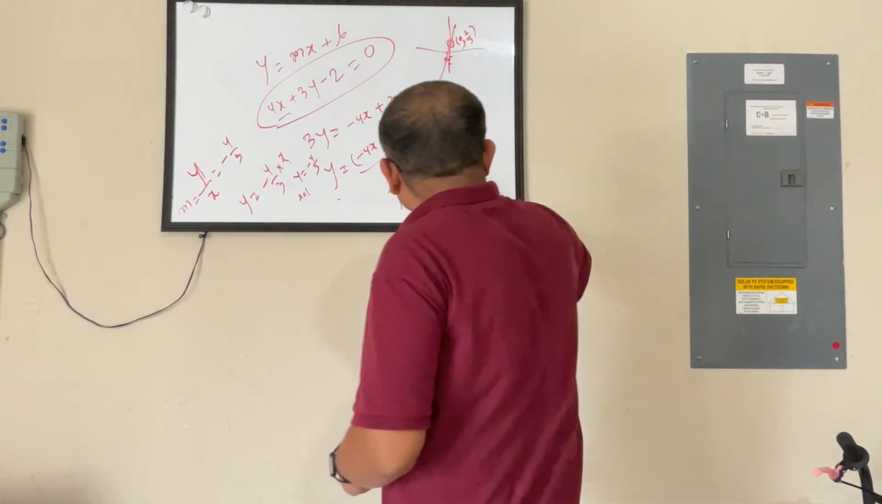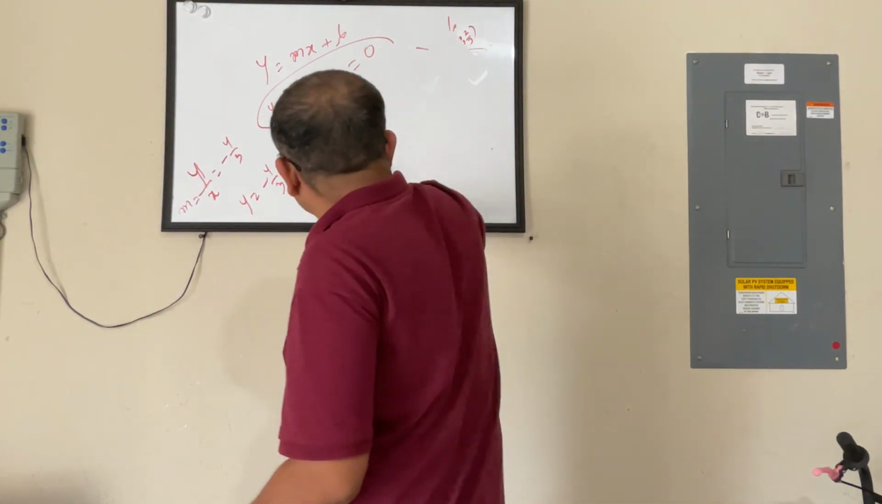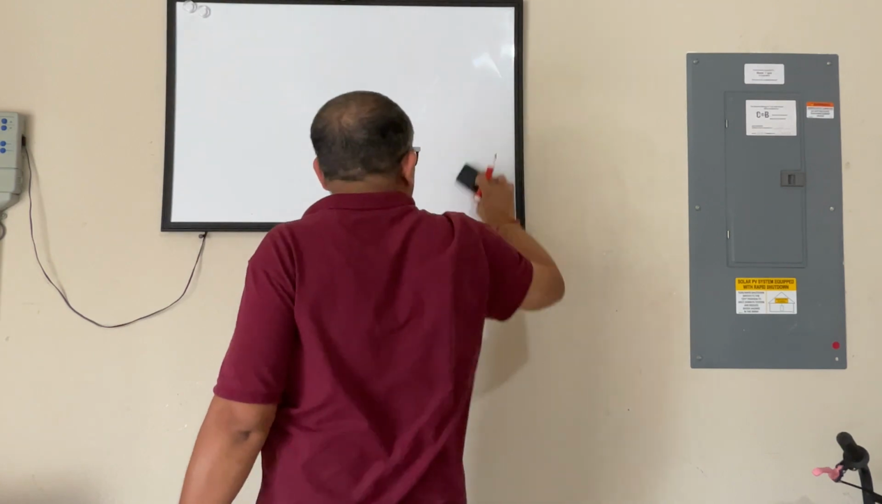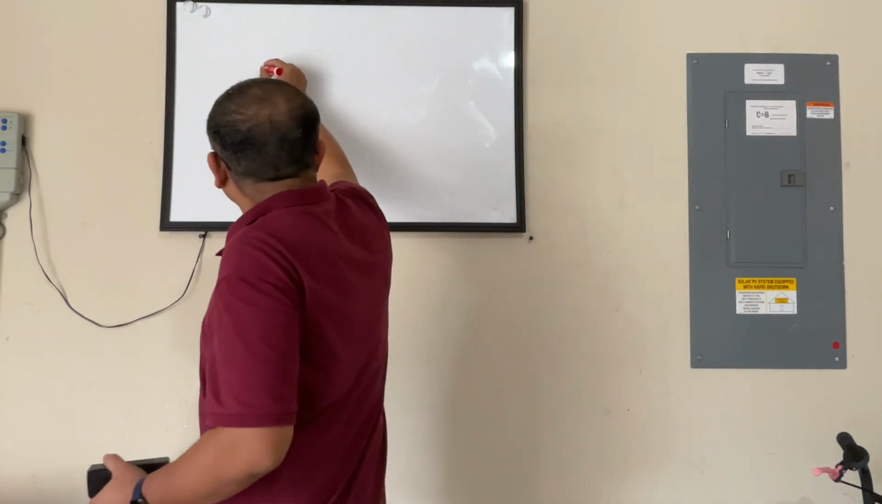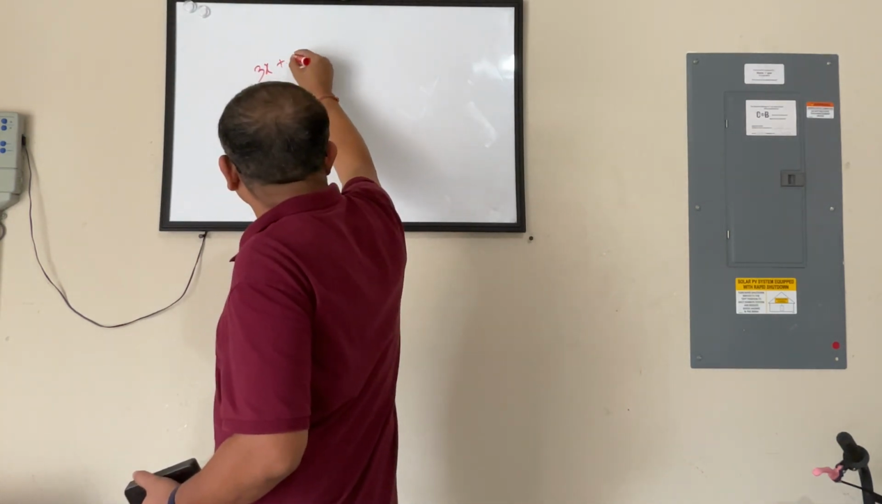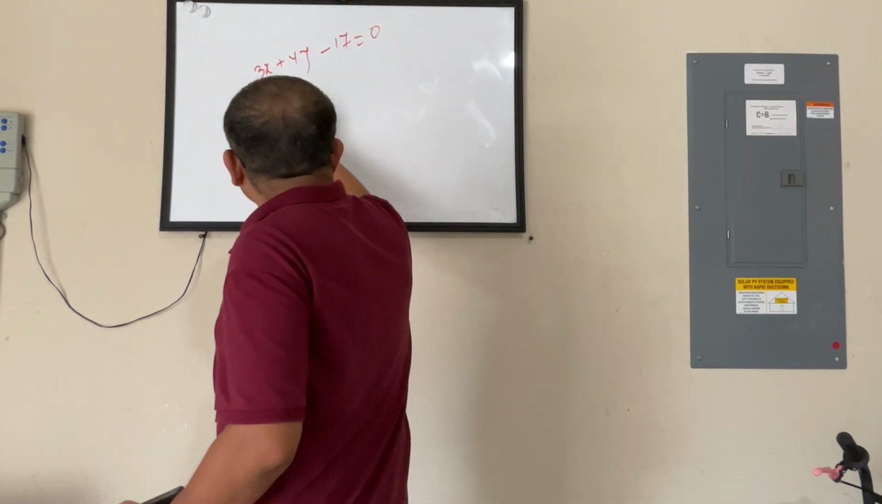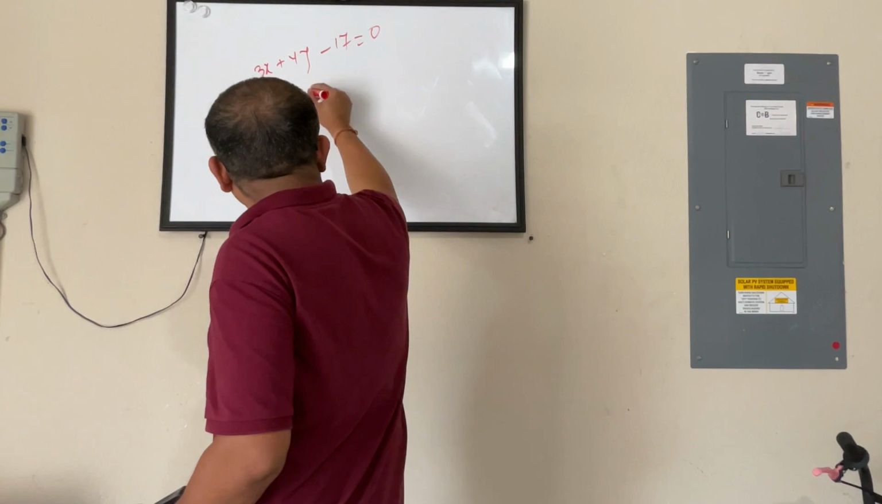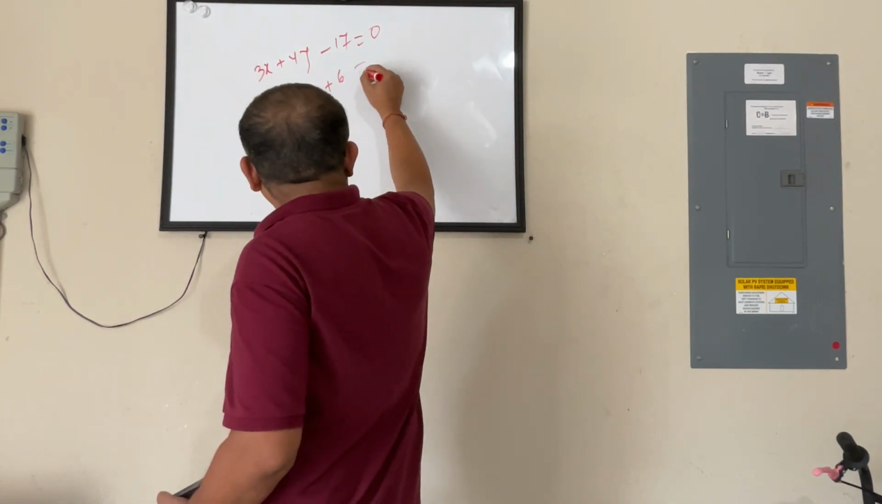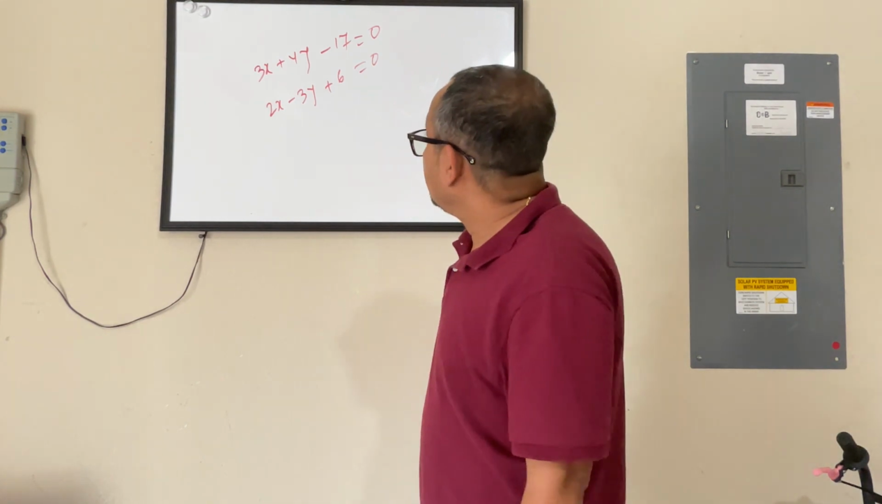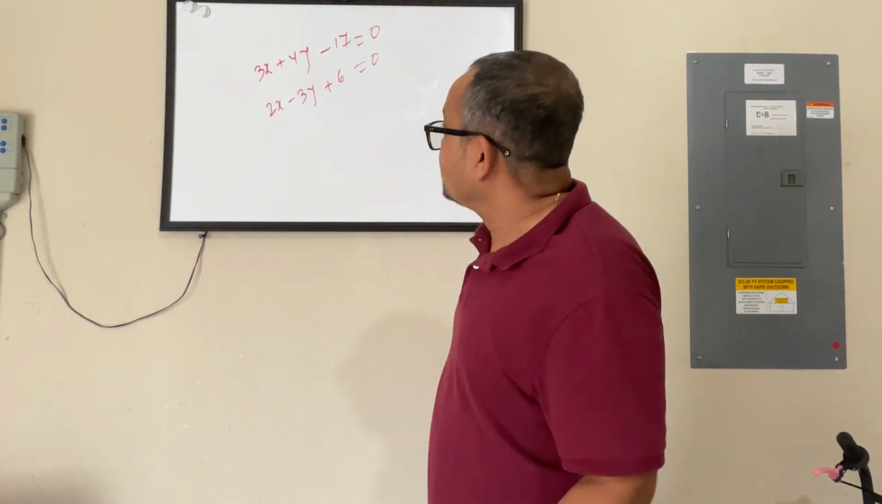Now let me give you one more clue. Let's say I have two equations, 3x plus 4y minus 17 equals 0, and 2x minus 3y plus 6 equals 0. And somebody says, okay, solve these equations.